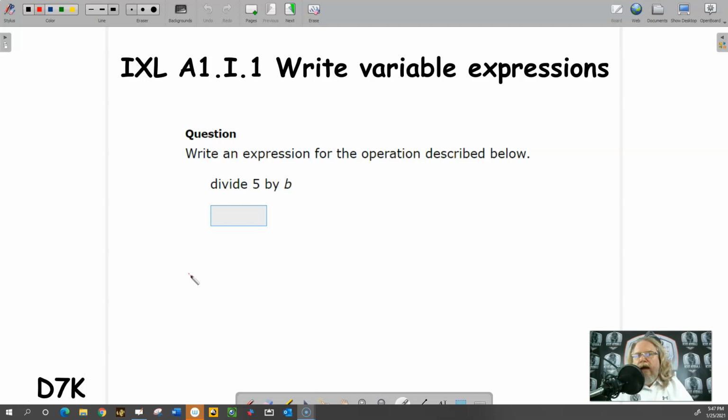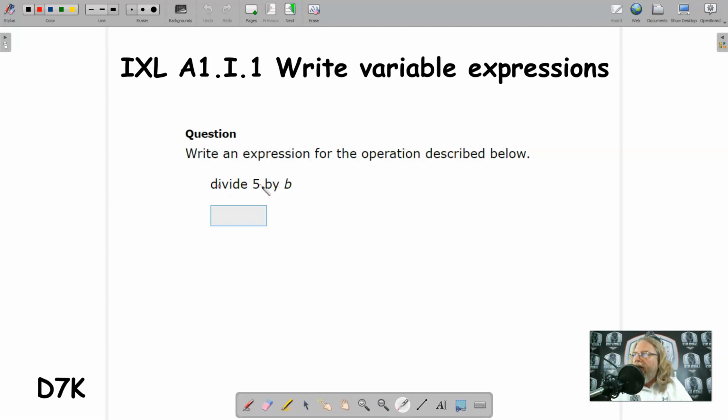So in this activity, we're going to be given an expression, and we have to write that expression out using numbers or variables or operation symbols. We're going to be using some parentheses. I think we're going to see some exponents in here. So we have to read the expression and then put that expression into a mathematical statement, you might say.